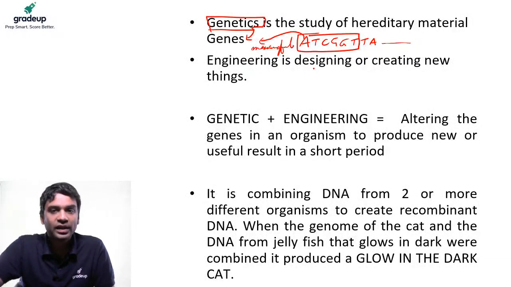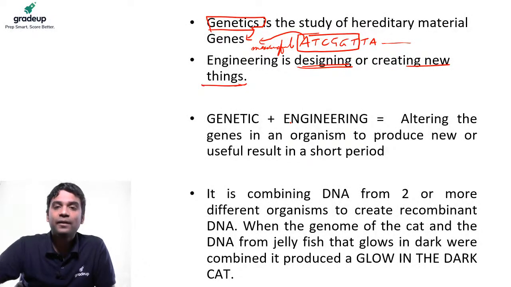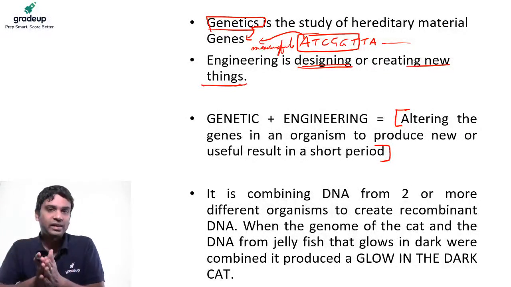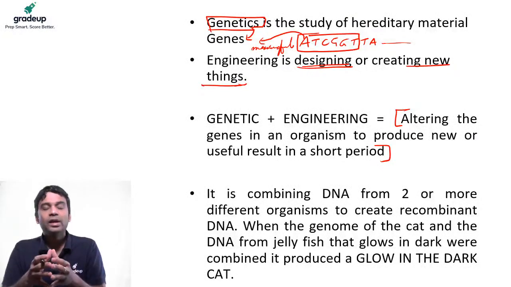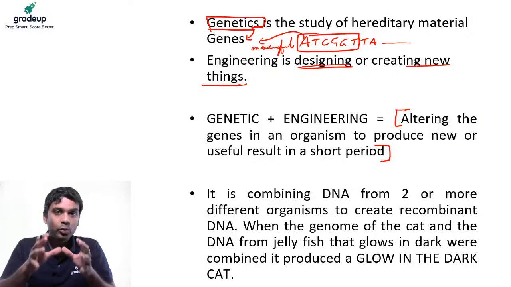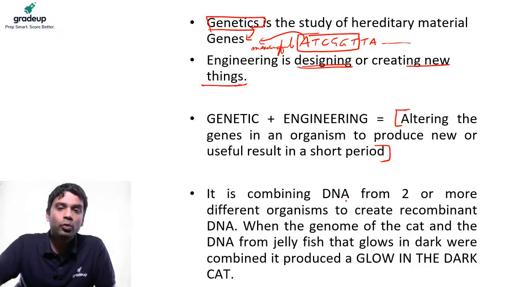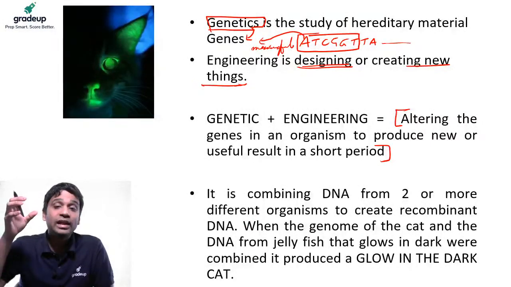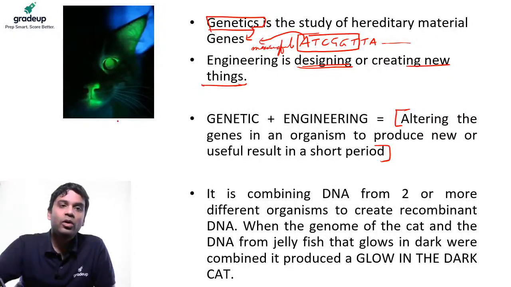And engineering, sabko pata hai, it is designing or creating new things. I'm sure there are a lot of engineers watching this session, so we were supposed to design and create new things. Anyway, genetics and engineering, agar milaoge, you get genetic engineering. So you're altering the genes in an organism to produce a new or useful result in a short period. Unlike hybridization, which also gives some undesirable changes, here you're getting only desirable changes. You're combining DNA from two or more different organisms. Like, agar ek jellyfish hai, jellyfish glow hota hai, right? So wo jellyfish ka DNA leke aap cat mein daloge, so aapko glow in the dark cat ban sakta hai.